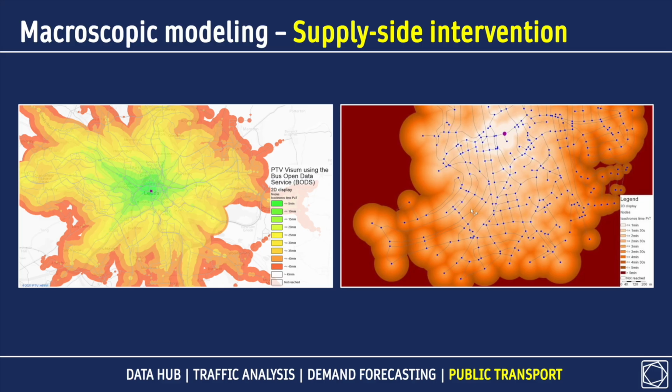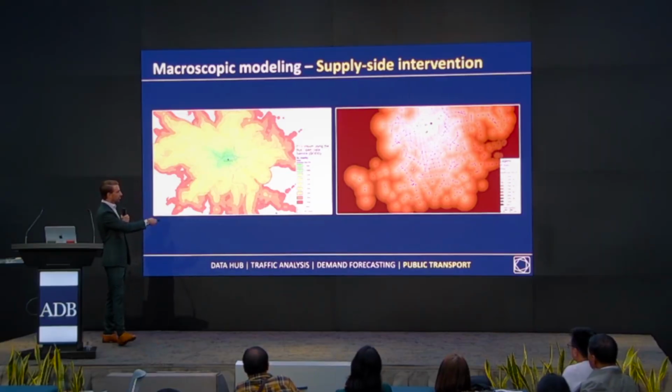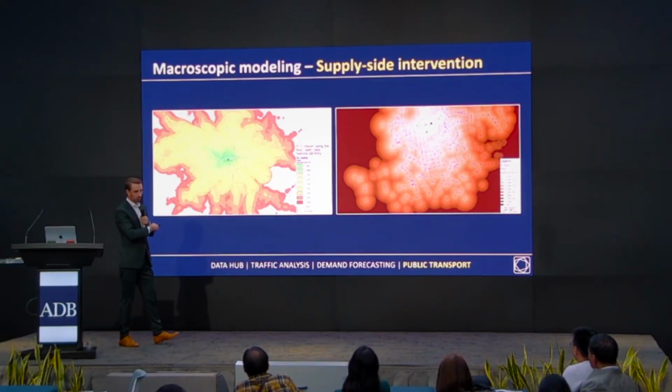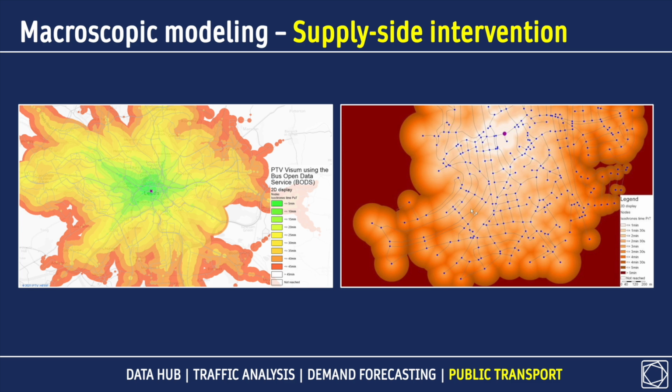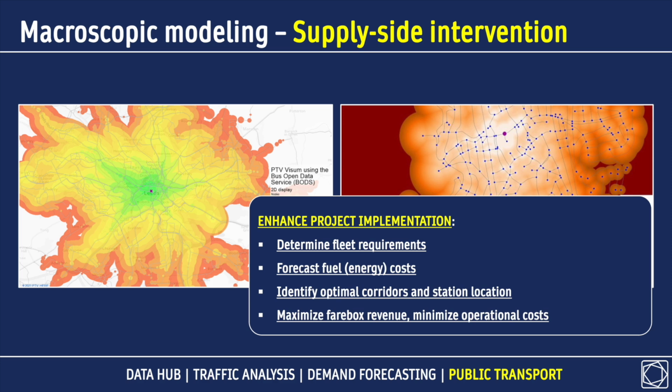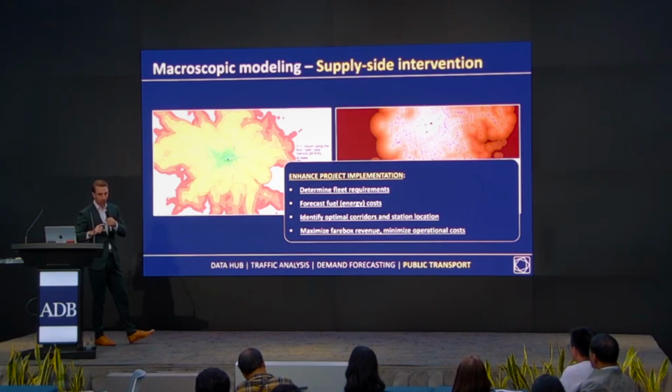You can do all kinds of visualizations to understand accessibility to and from city centers or to and from different stations. So there's a lot of other kinds of analysis and visualizations you can do using these kinds of tools. Again, can help you enhance your implementation. You can determine how many BRT vehicles you may need to run your service. You can understand your fuel requirements based off of that. You can also optimize your service operations, which will maximize your fare box revenue.